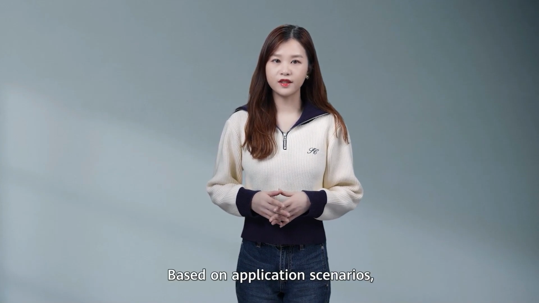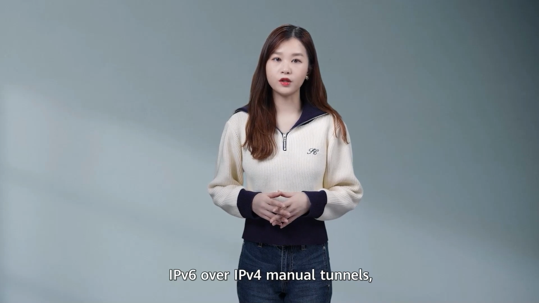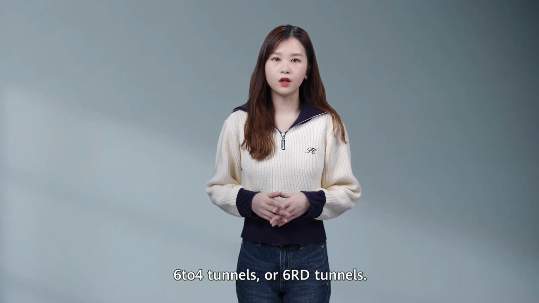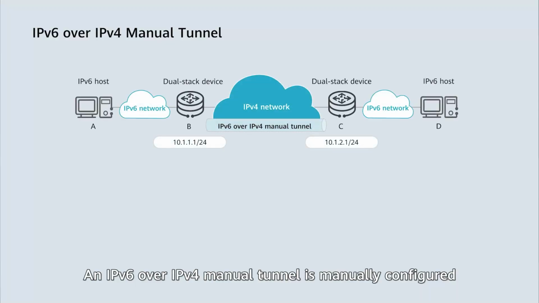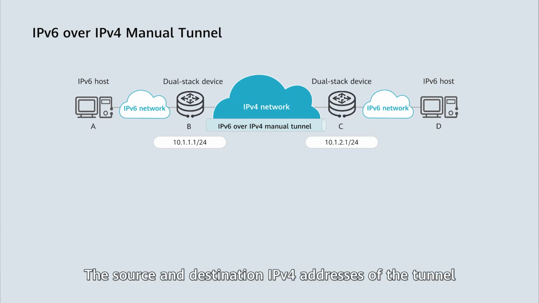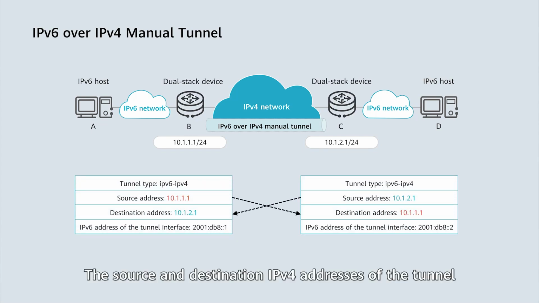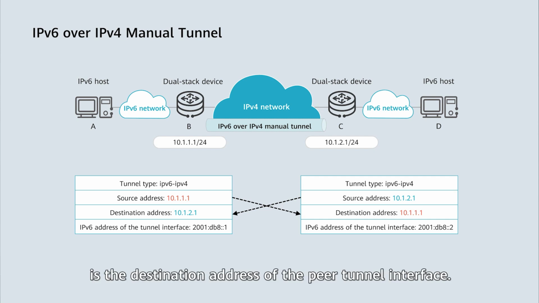Based on application scenarios, IPv6 over IPv4 tunnels are classified into IPv6 over IPv4 manual tunnels, 6to4 tunnels, or 6RD tunnels. An IPv6 over IPv4 manual tunnel is manually configured between the two border routers. The source and destination IPv4 addresses of the tunnel need to be statically specified. The source address of the local tunnel interface is the destination address of the peer tunnel interface.